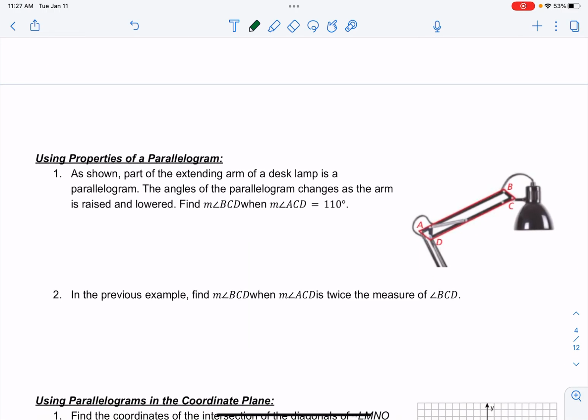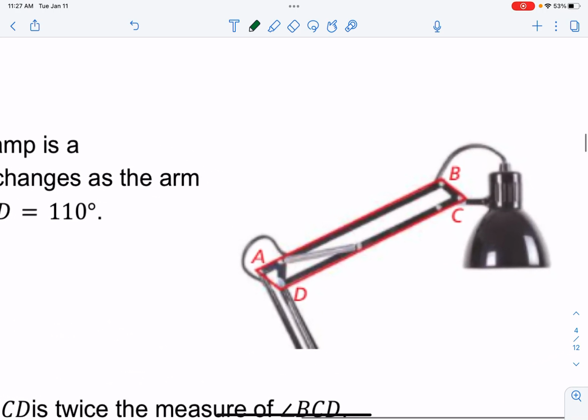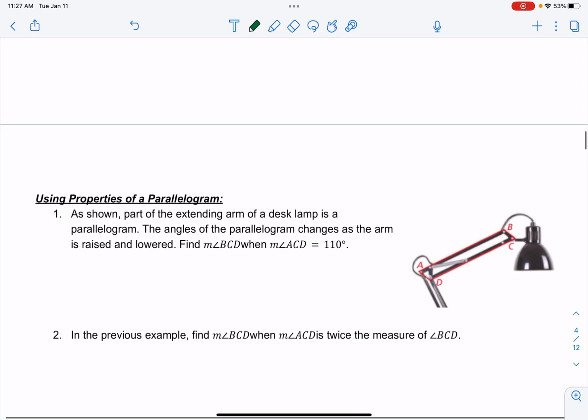All right, so using that new knowledge, we are going to solve a couple of these other problems. There is a small typo on these problems that I'm going to tell you about as we read through it. So it says, as shown, part of the extending arm of a desk lamp is a parallelogram. So I'm going to kind of zoom in. You see how this is outlined in red? That's what it's referring to that forms a parallelogram. The angles of the parallelogram changes as the arm is raised and lowered. Find the measure of angle BCD when ACD equals 110.